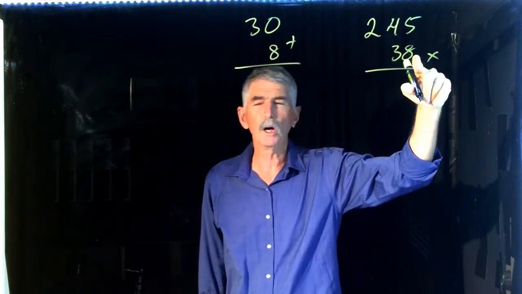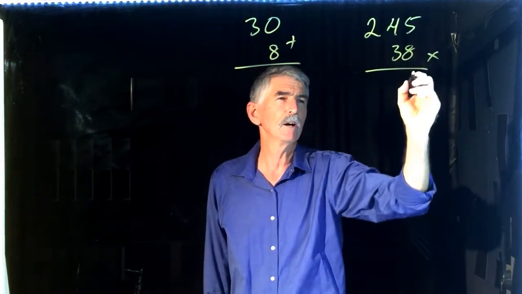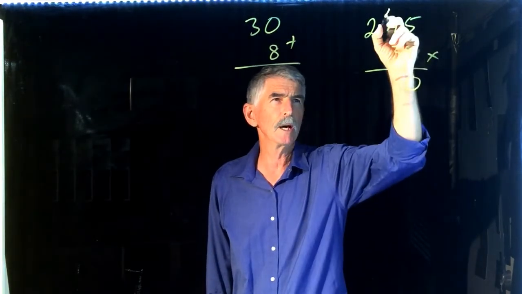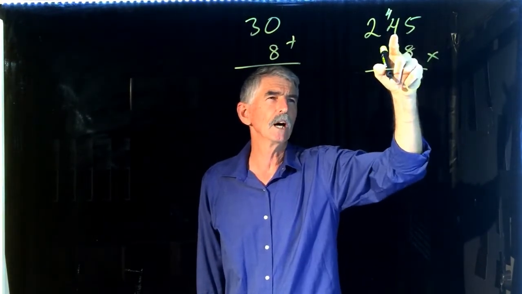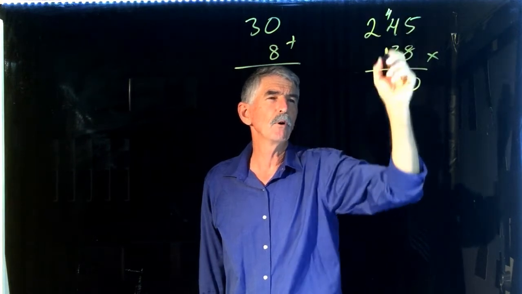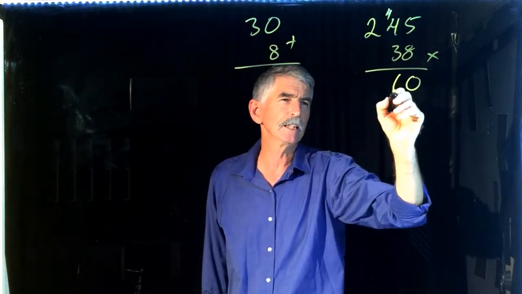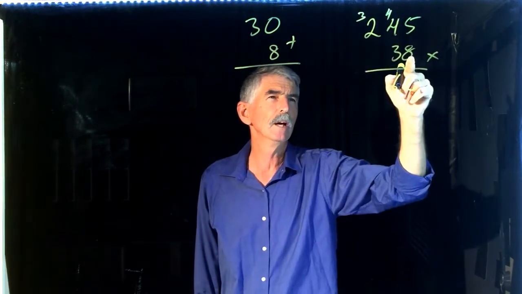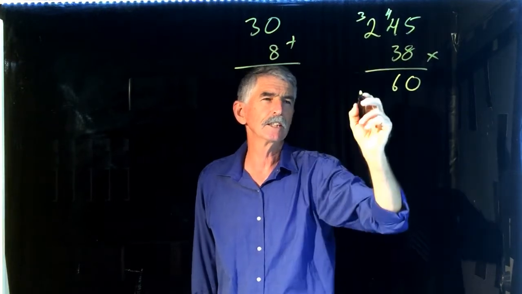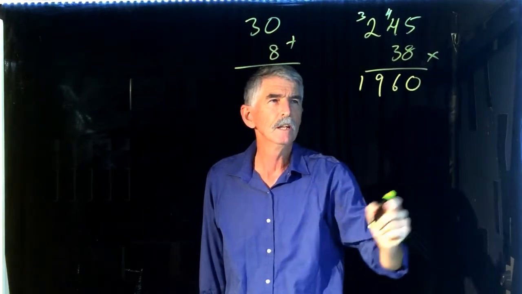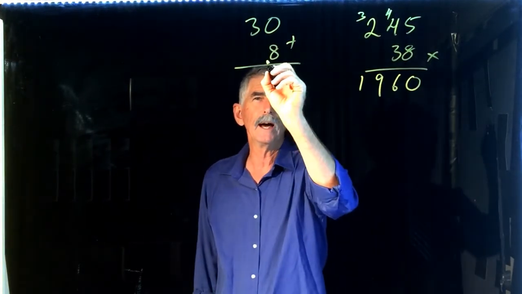First of all we're going to multiply it by 8 ones. 8 fives are 40, we put down the 0, we trade up the 4. 8 fours are 32, and 4 is going to be 36. We put down the 6, we trade up the 3. 8 twos are 16, 16 and 3 is going to be 19. So we've just multiplied by 8.